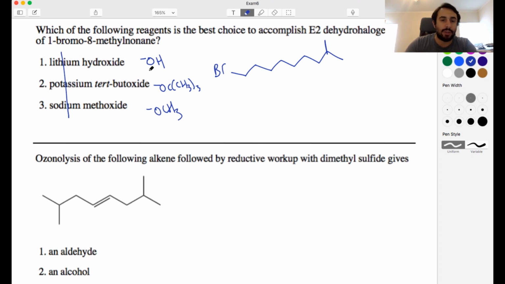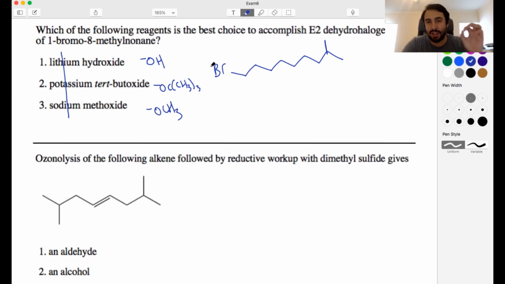Well, all of them, they have almost exactly the same basicity. They're all localized oxyanions. But sterics play a big difference. And the thing is that very unhindered bases can have competing substitution reactions. So hydroxide, without specifying a temperature, we would expect it to do a lot of competing SN2. We might get a mixture. We could get some SN2, some E2. Depends a little bit on solvent and temperature and so forth.